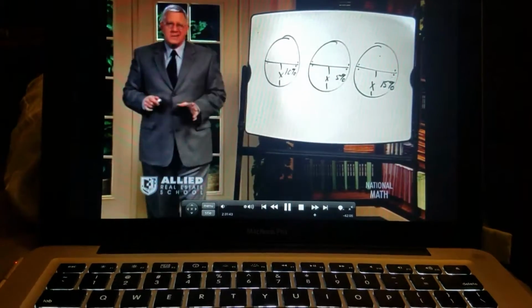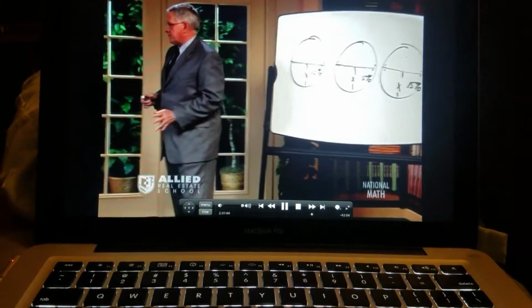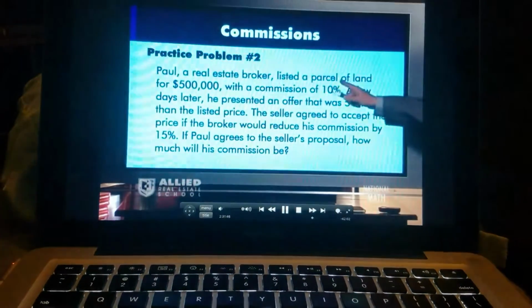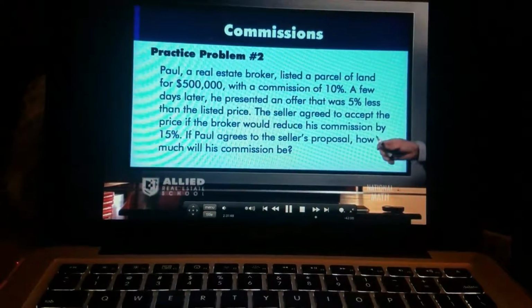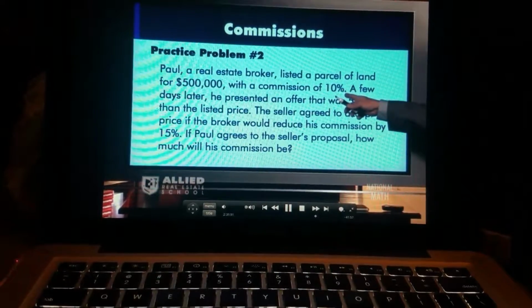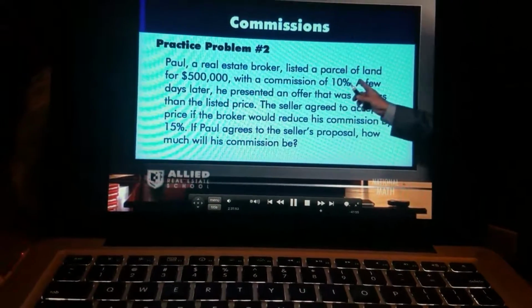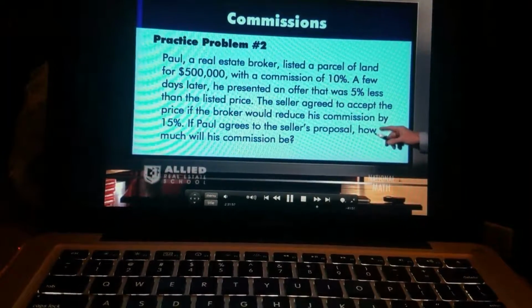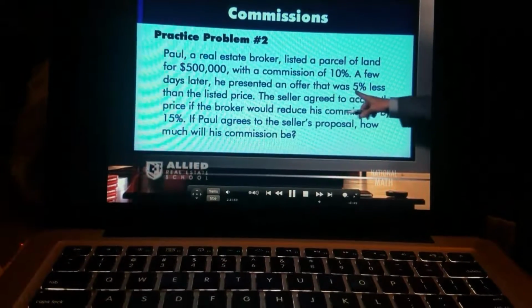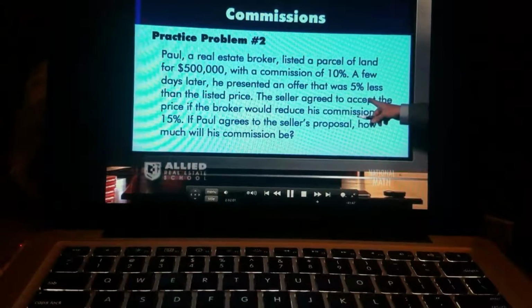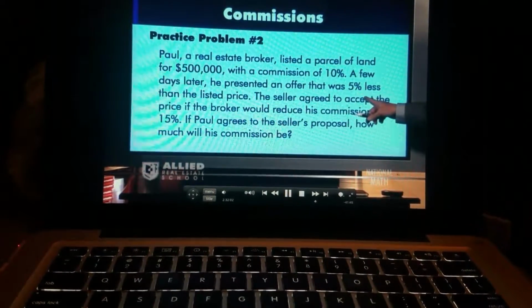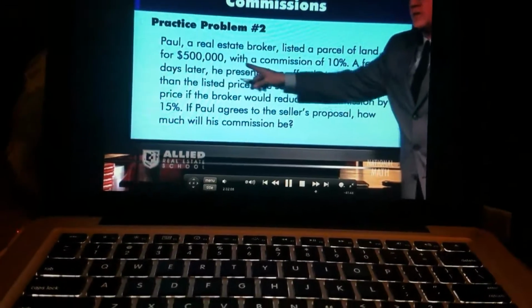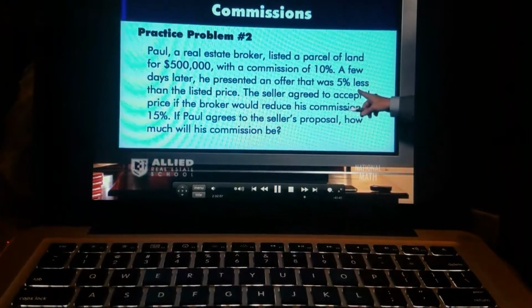Now we've got to start looking at this a little bit and analyzing it. It was listed for $500,000 with a commission of 10%. But is the 10% commission against the $500,000? What's it say? The offer was 5% less than the listed price. So our sales price is not going to be $500,000. It's going to be 5% less, right?